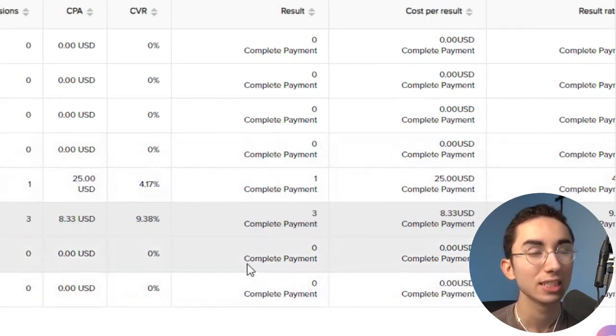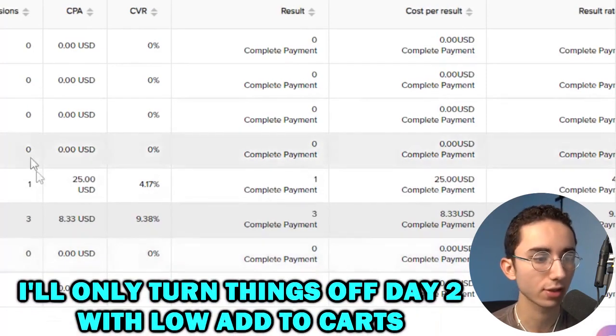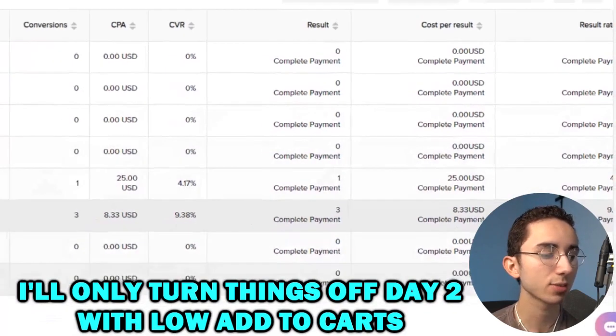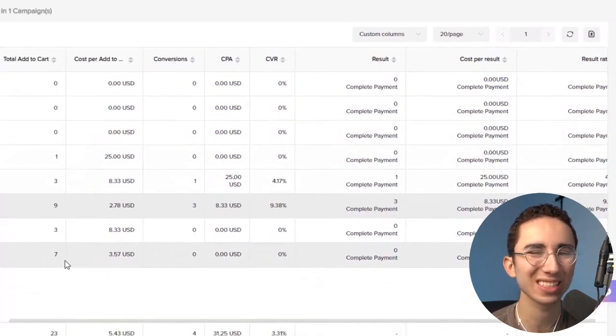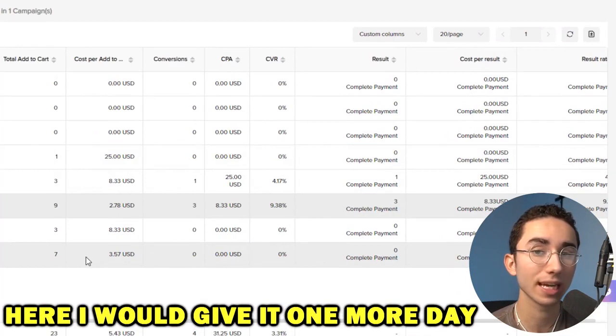after the first day? Sometimes yes, and that's typically if it has very little add to carts. So from this first one, I would say, okay, this one has 1 add to cart, I'm going to kill it. But this one at the bottom that has 7 add to carts, it just didn't get a purchase because, hey, sometimes it can be unlucky. I would definitely leave it on and see after one more day if it can get a purchase.